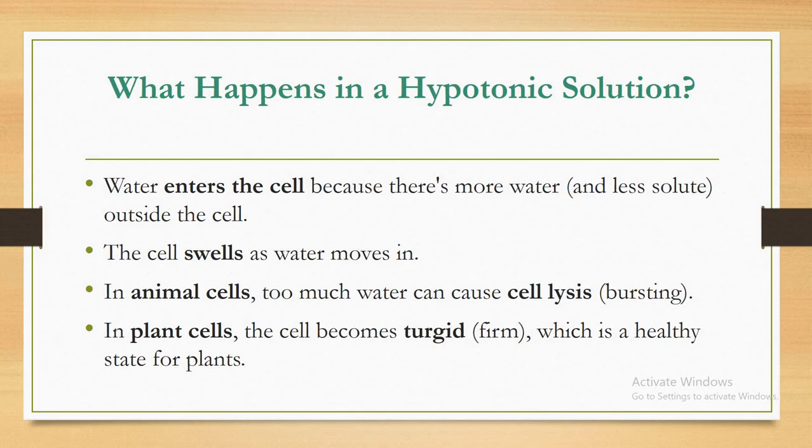Last time, what happens in hypotonic solution? Water enters the cell because there's more water and less solute outside the cell. As a result, the cell swells as water moves in. And in animal cells, too much water can cause cell lysis, which is bursting. In plant cells, the cells become turgid, which is firm, a healthy state of plants.